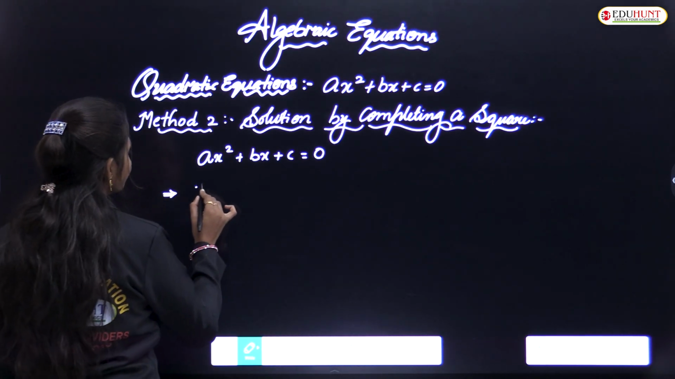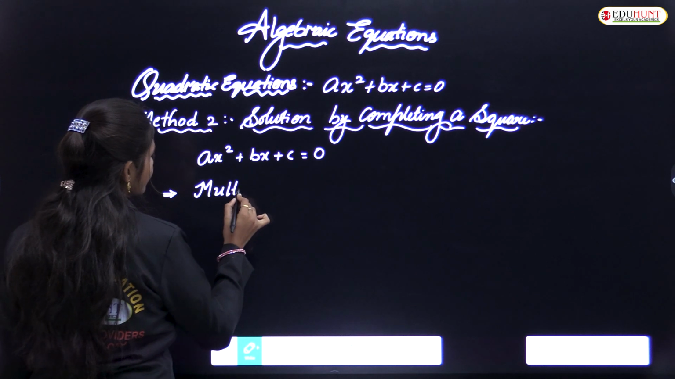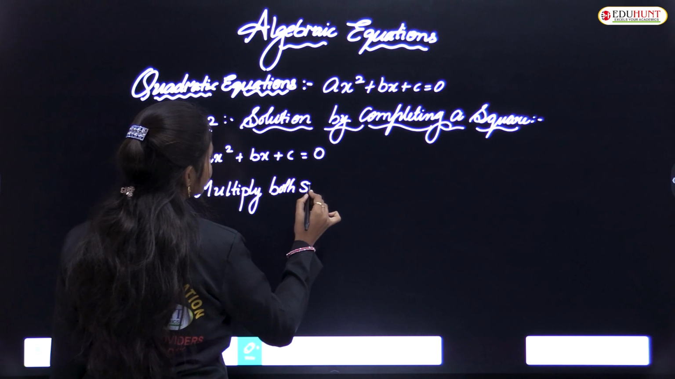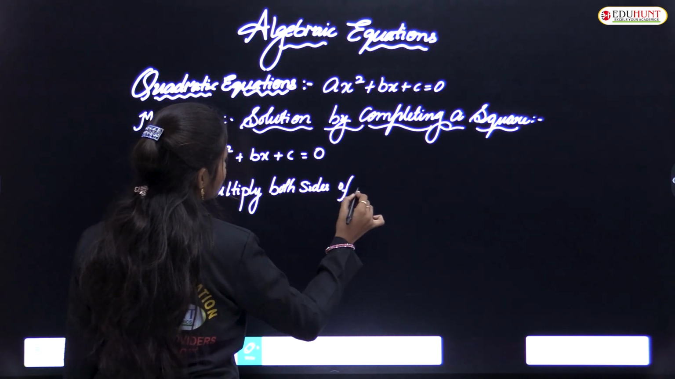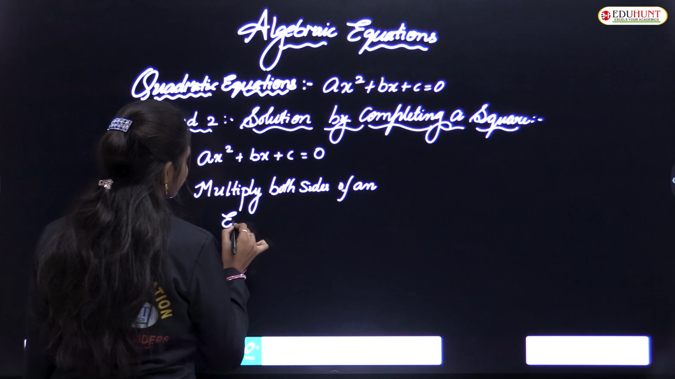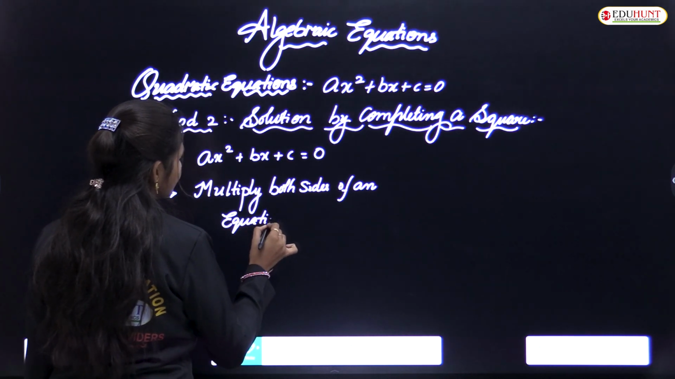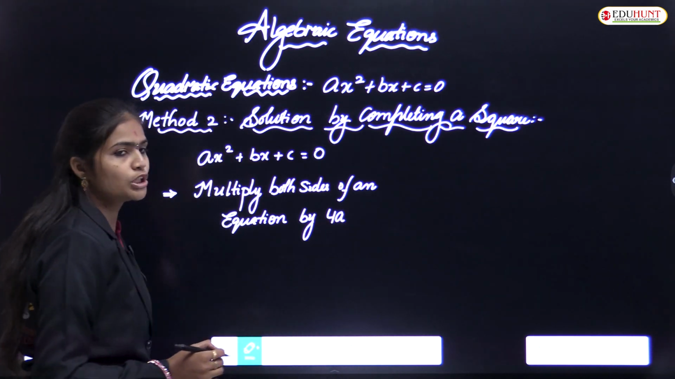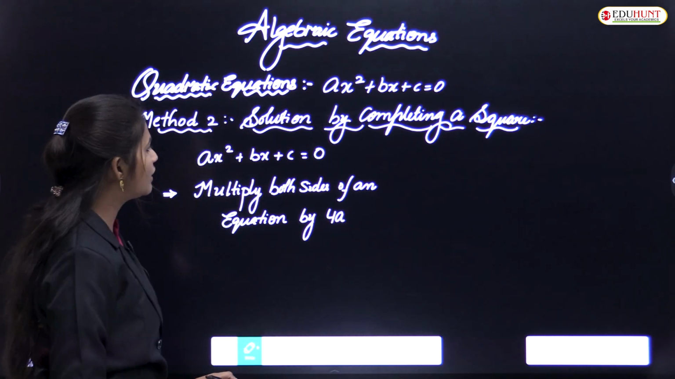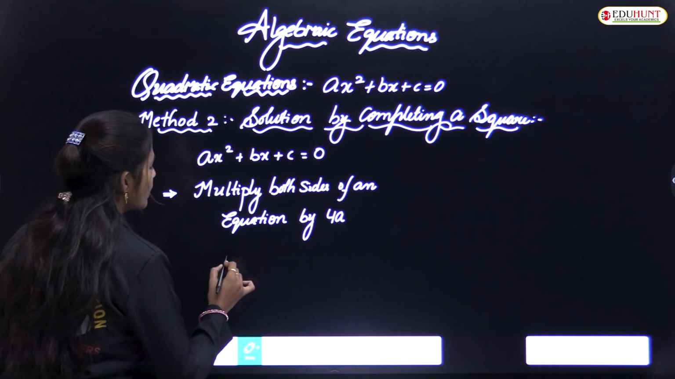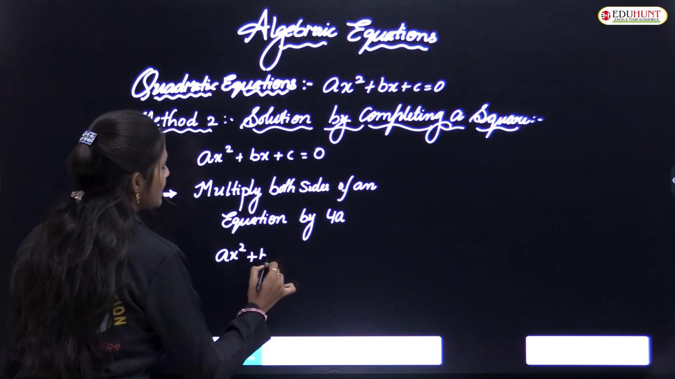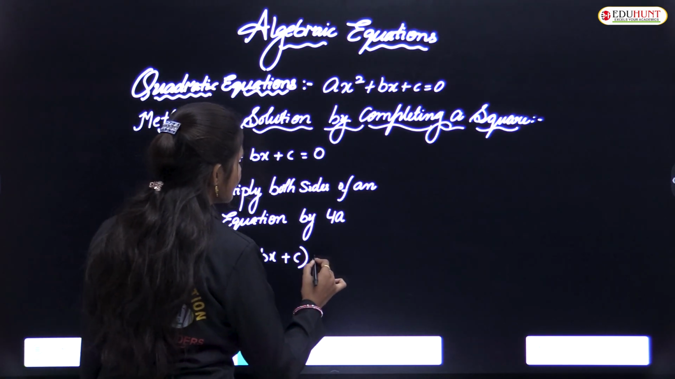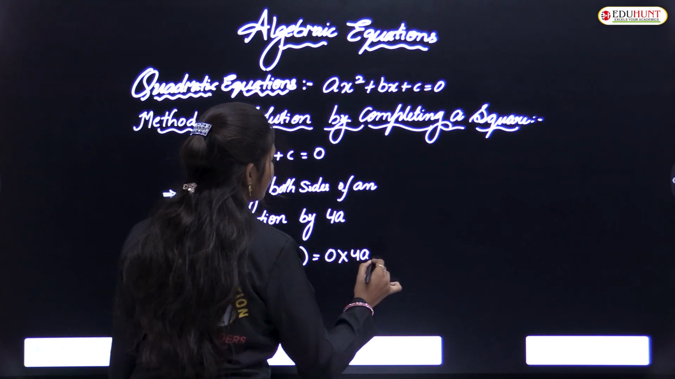Multiply both sides of the equation by 4a. Why we have to multiply with 4a, we will see later. So what is the given equation? ax square plus bx plus c. So LHS should be multiplied with 4a, and in the same way RHS is also multiplied with 4a.